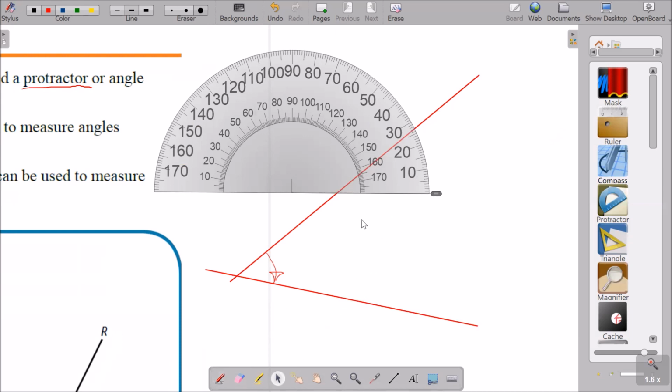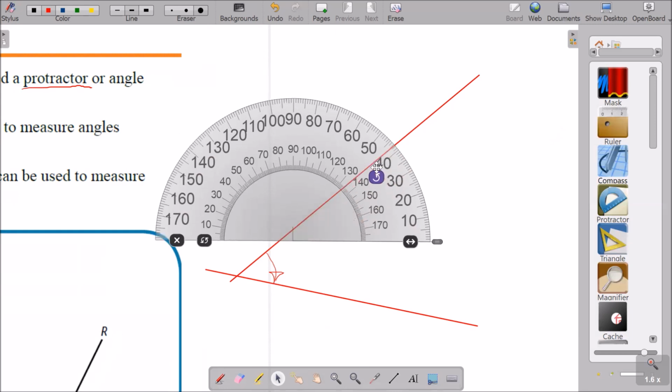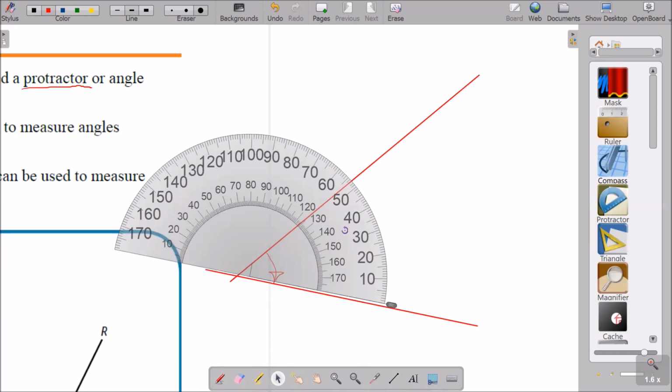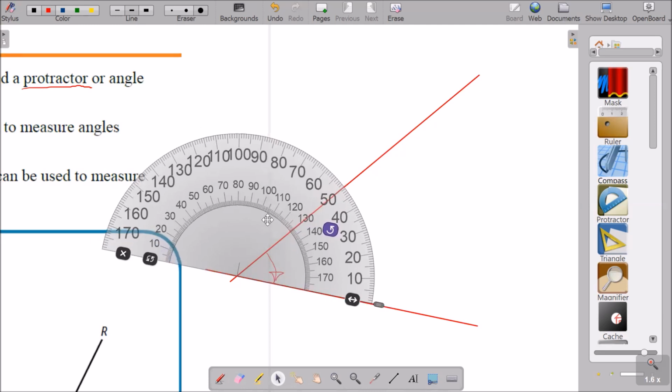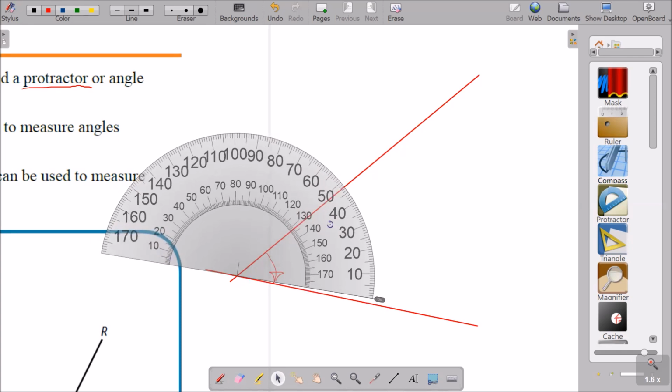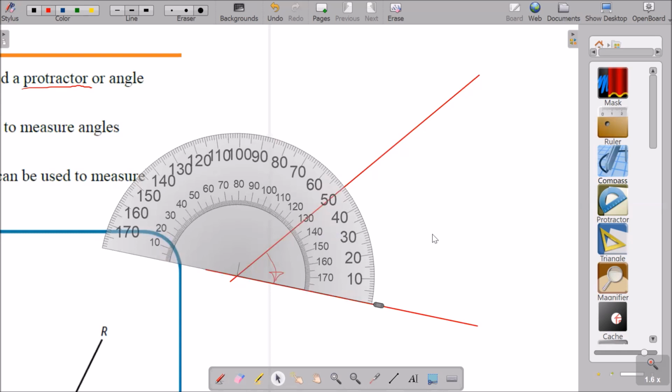So we make sure that the zero line, the base of the protractor, is directly on one of the lines. So we can turn our protractor, and this center line is exactly where the two lines meet. Our zero line should sit directly on the line, in line with one of the sides, and the center line is where the two lines meet.